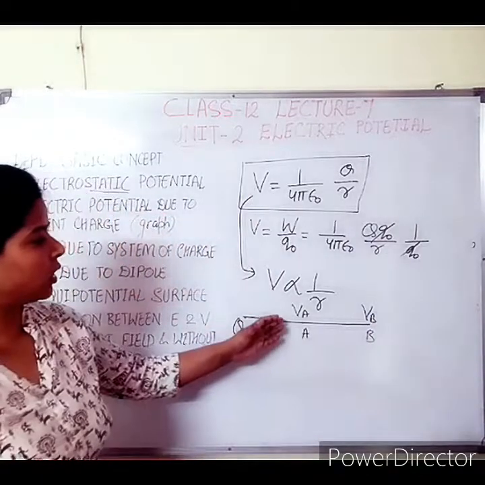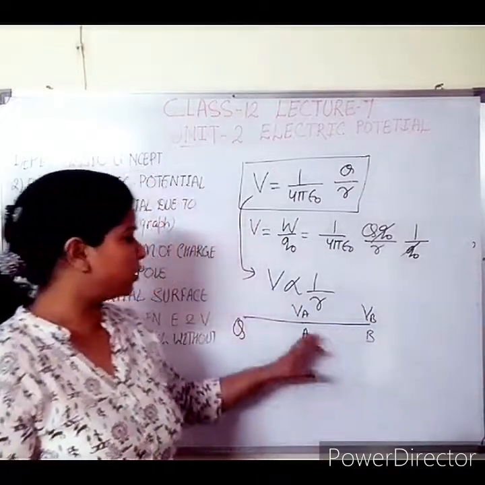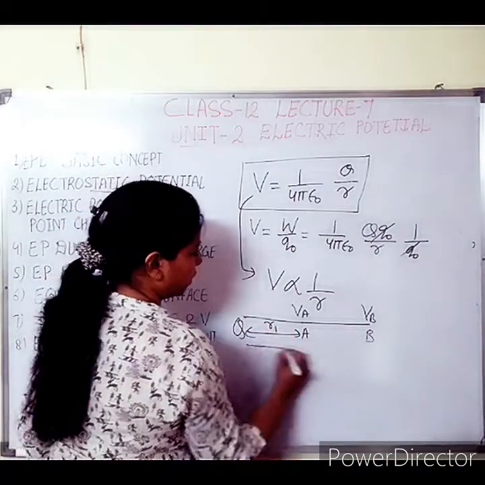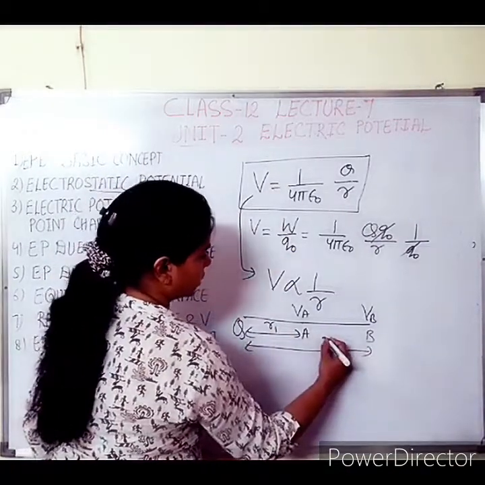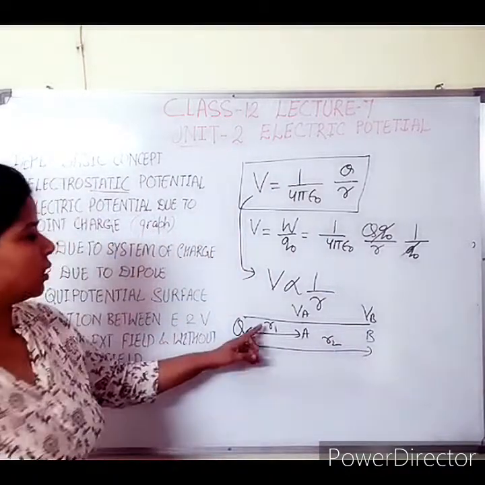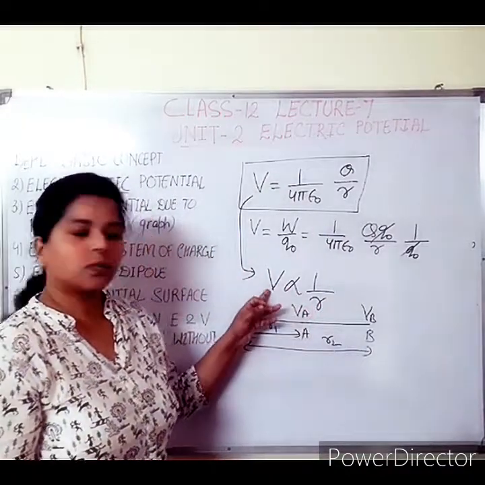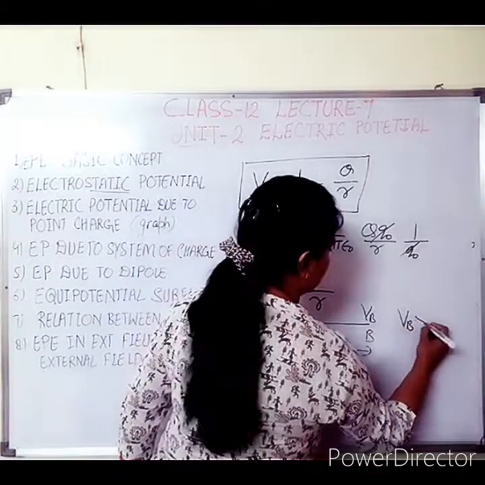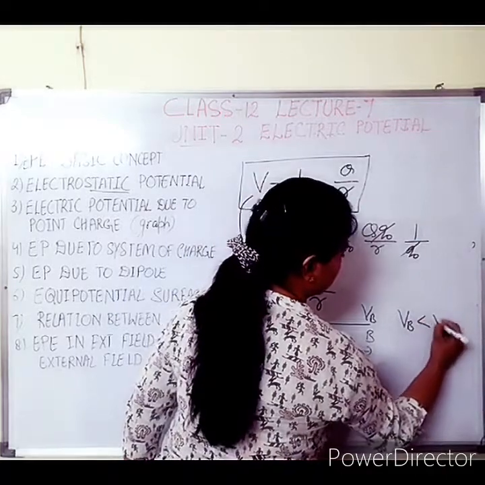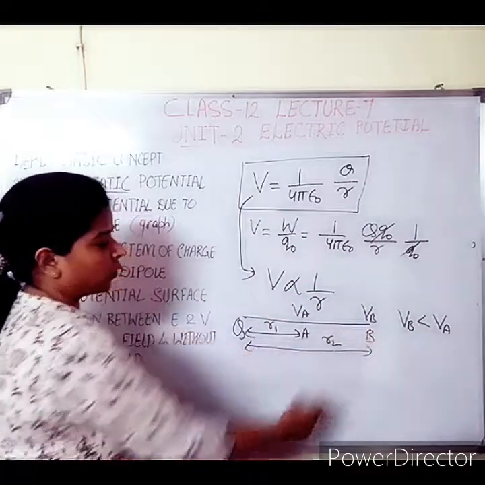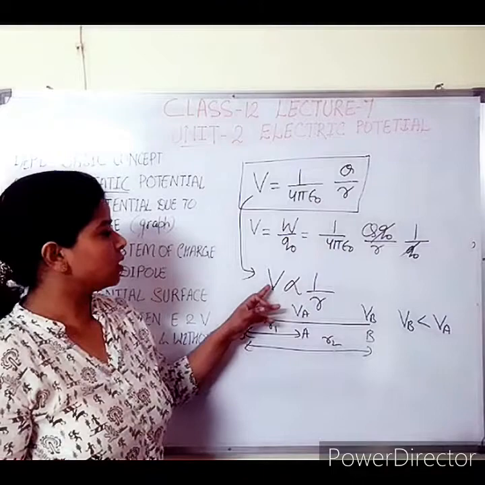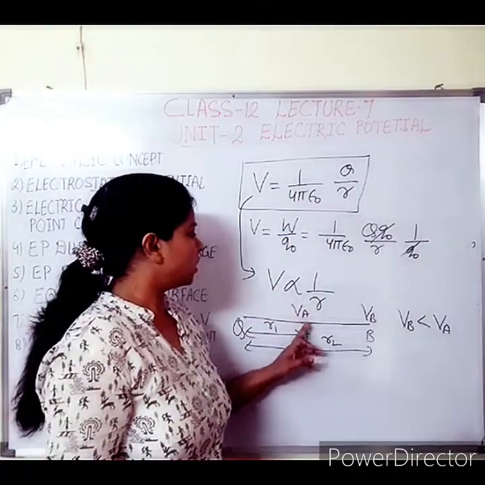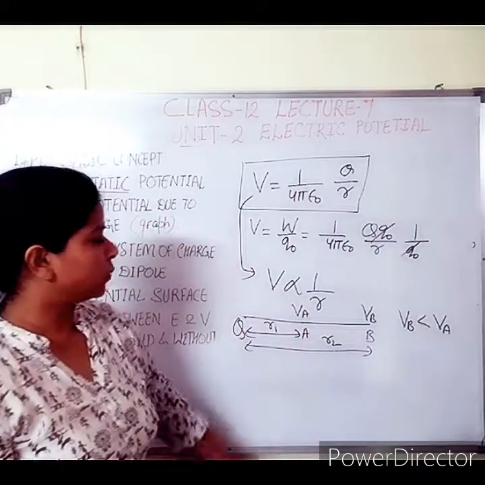Is VA greater or VB greater? It depends on distance. Obviously the distance of point A is, let it be R1. The distance of point B from the source charge is R2. So R2 is greater than R1. Greater the distance, smaller the electrostatic potential. So we will get VB is lesser than VA. Point B is at a larger distance, larger the distance, lesser the electrostatic potential. So that means the potential at B is lesser than the potential at A.